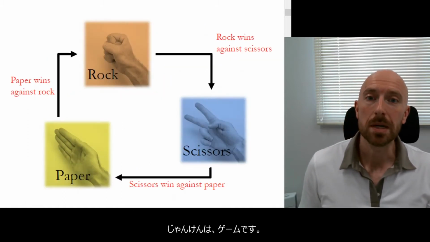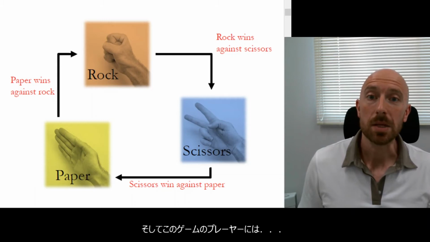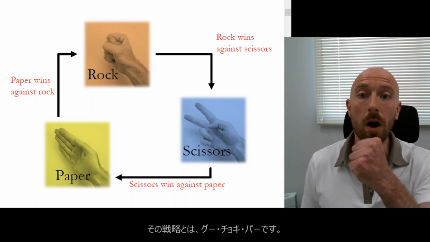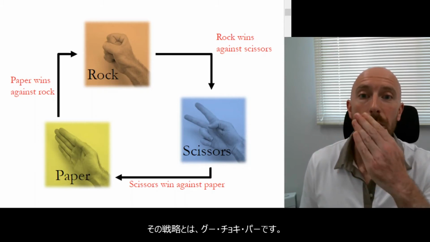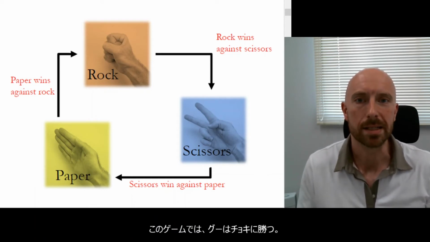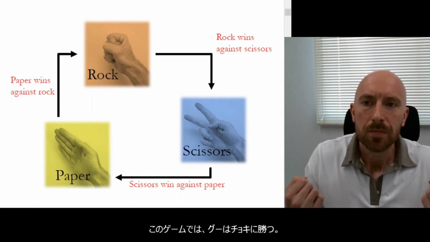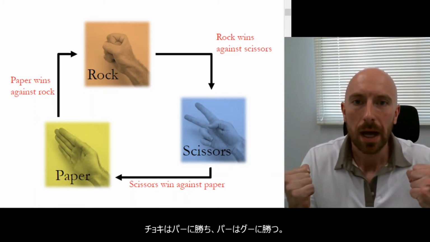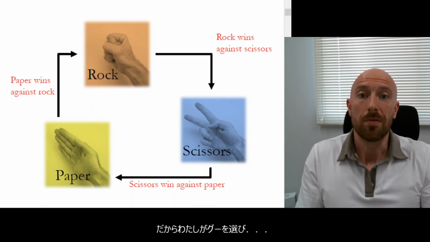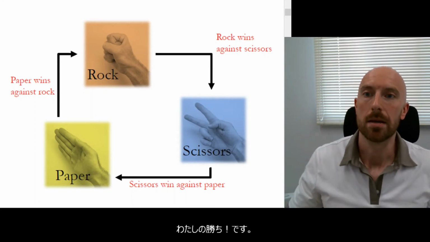So rock, scissors, paper is a game for 2 players. In this game, each player has 3 possible strategies: rock, scissors and paper. Rock wins against scissors, scissors win against paper, and paper wins against rock. So if I play rock and you play scissors, then I win.